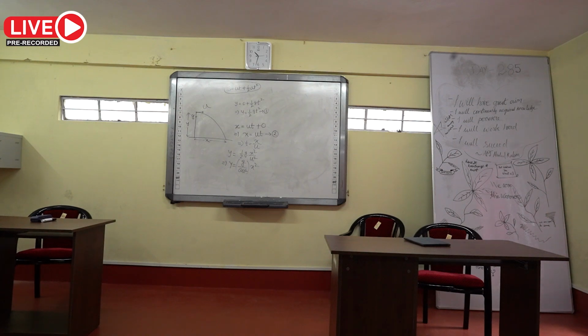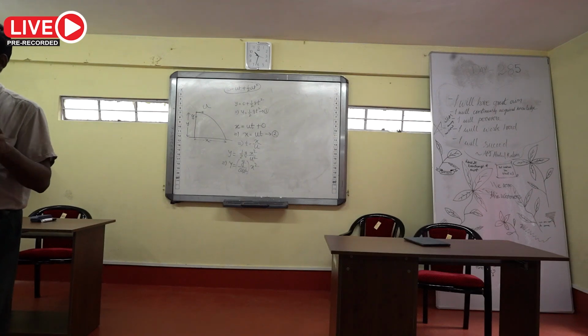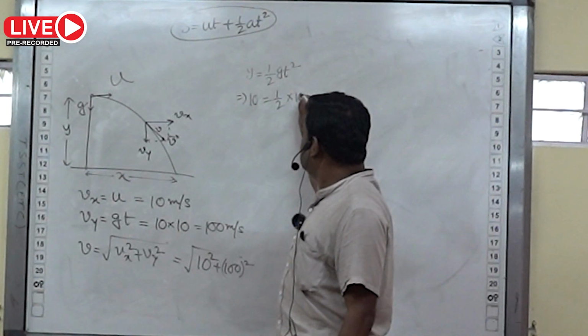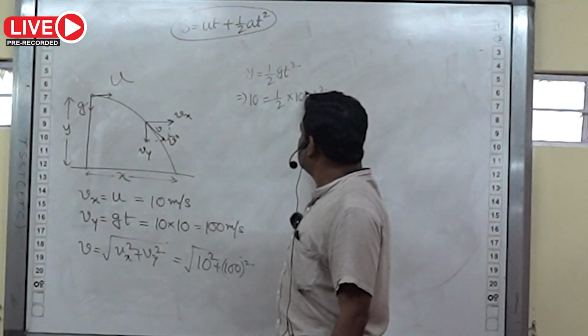So this type of problem is very dangerous, because in this type of problem you will get 4 options. This is half, g is 10. So how much time will the particle take to reach the ground?